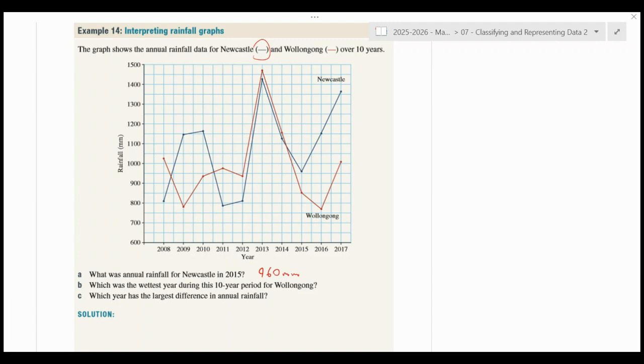All right, next one. Which was the wettest year during this 10-year period for Wollongong? So Wollongong is our red one. So which one is the wettest year? That should be fairly straightforward. This is the amount of rainfall here. So the higher up, the more rainfall. So obviously it's that one. Follow it down. And 2013 is our wettest year for Wollongong.